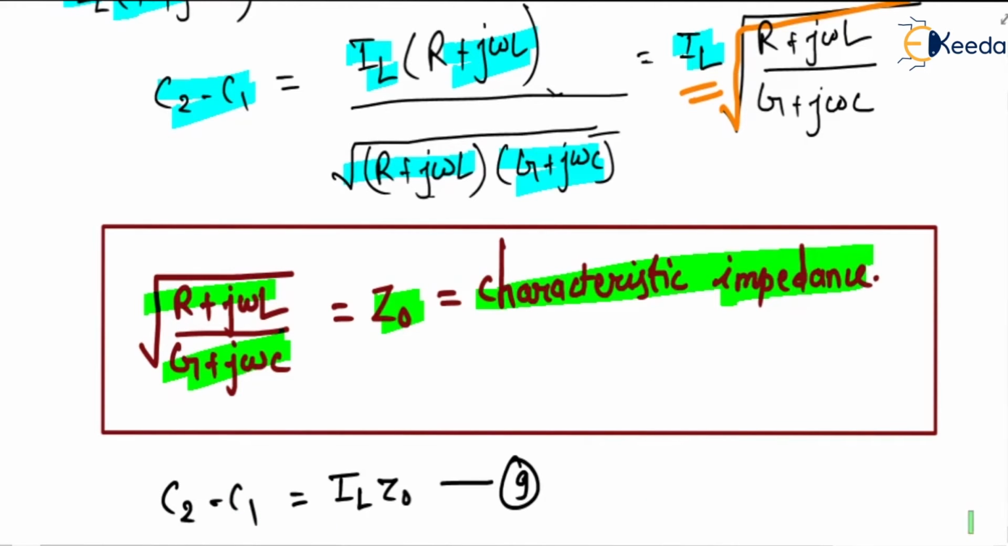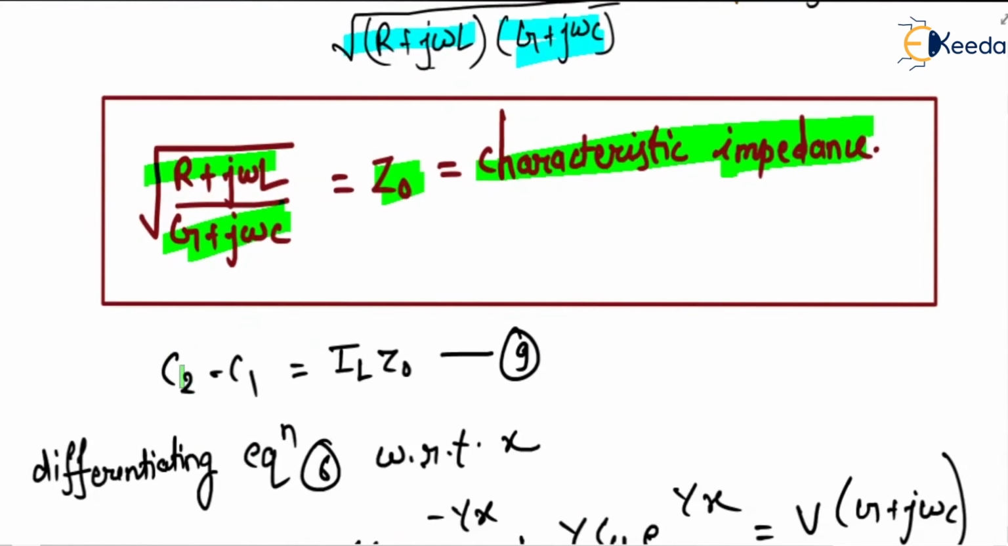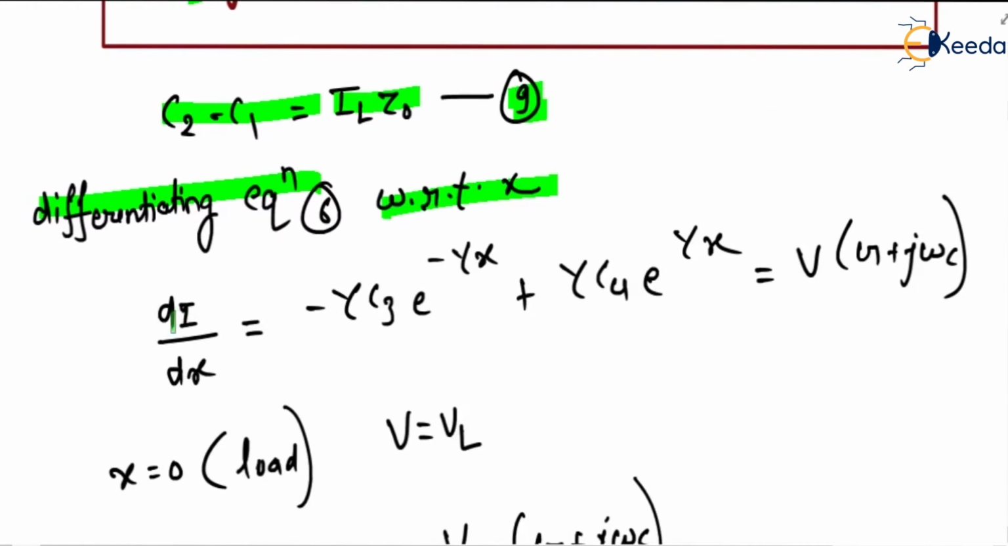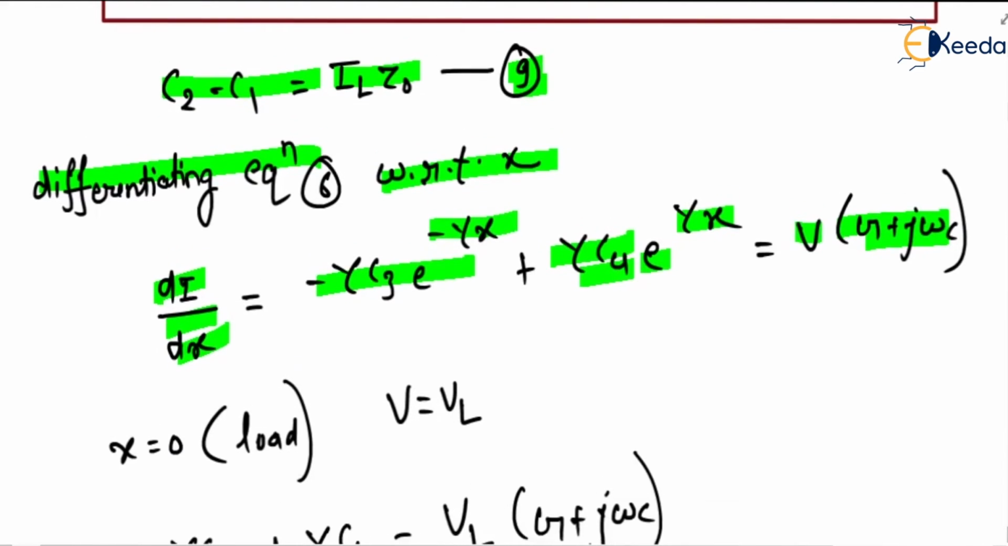So C2 minus C1 is equal to IL into Z naught. This is equation number 9. Now we are differentiating equation number 6 with respect to x. So dI/dx is equal to minus gamma C3 e to the power minus gamma x plus gamma C4 e to the power gamma x, which is equal to V into (G plus j omega C).